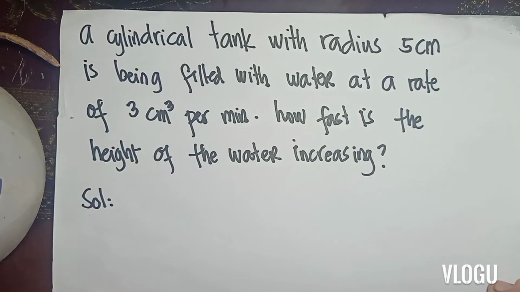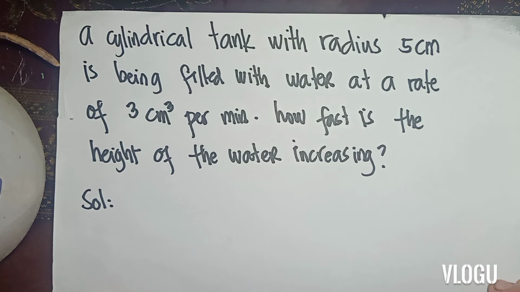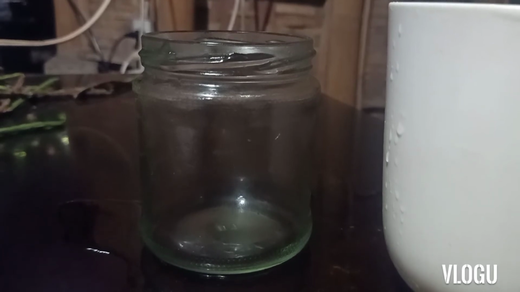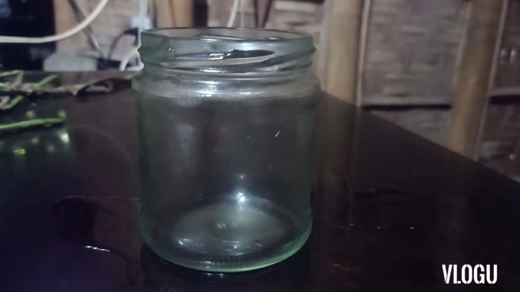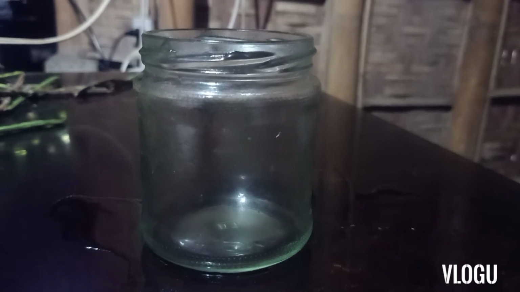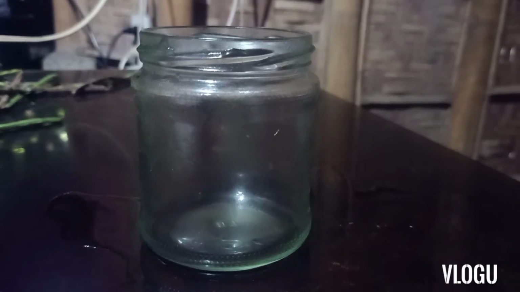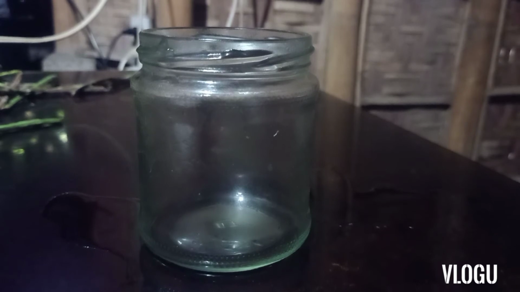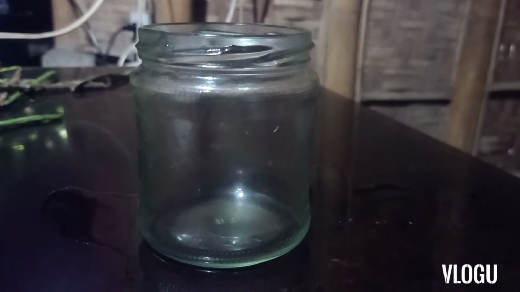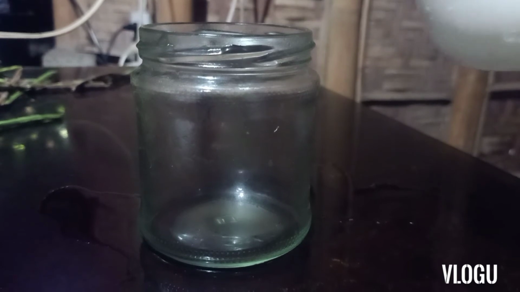So, our first example: a cylindrical tank with radius 5 centimeters is being filled with water at a rate of 3 cubic centimeters per minute. How fast is the height of the water increasing? So, the problem states that a cylindrical tank with a radius of 5 centimeters is being filled with water at a rate of 3 cubic centimeters per minute.